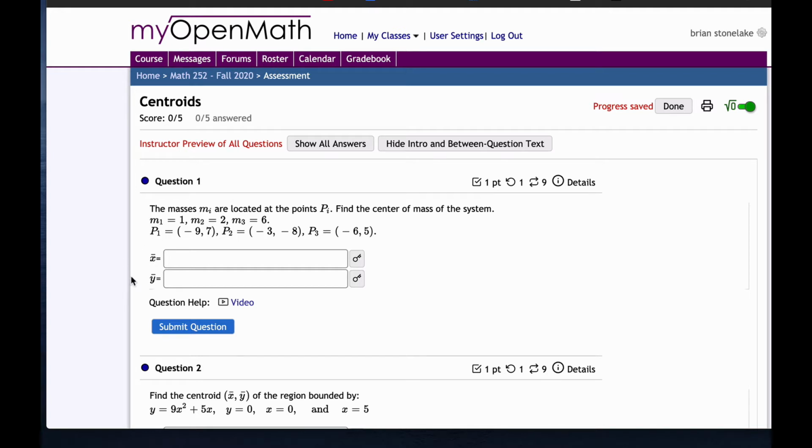So this is the finite case that I illustrated in the first of the 2 videos from this section. You're asked to find x bar and y bar, and they give you 3 points and 3 different masses. This should be almost identical to the example that I did in that video, so hopefully that'll go pretty smoothly for people.